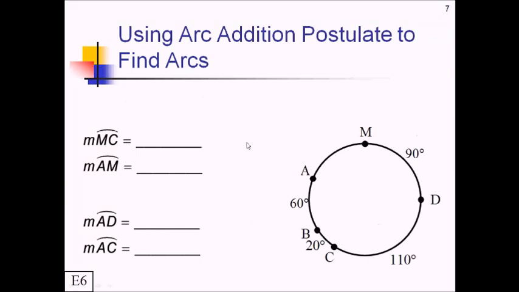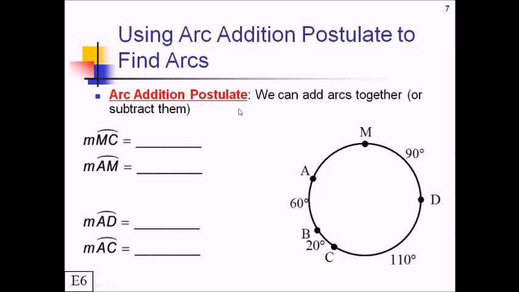We're going to do another example in a moment, but first let's officially define a very useful property called the arc addition postulate. This basically says we can add arcs together or subtract them. We've already been doing that intuitively, but now we know that we're officially allowed to do it. All right, let's go ahead and find these different arcs here. Now, just as a little tip, I recommend when you pause the video and try this, that you try to find the measure of angle AM first. That'll make all the rest of these much easier.